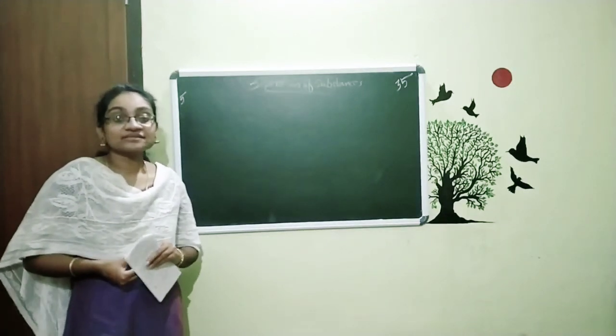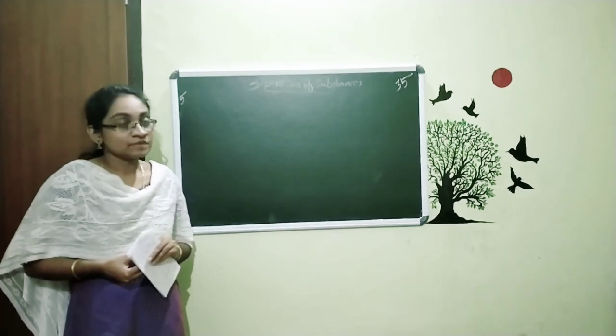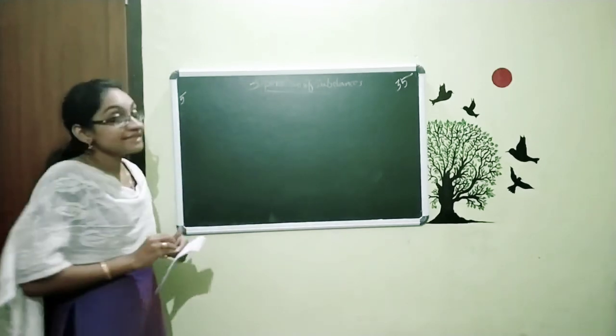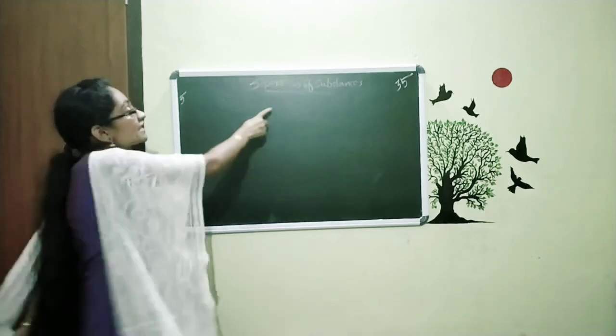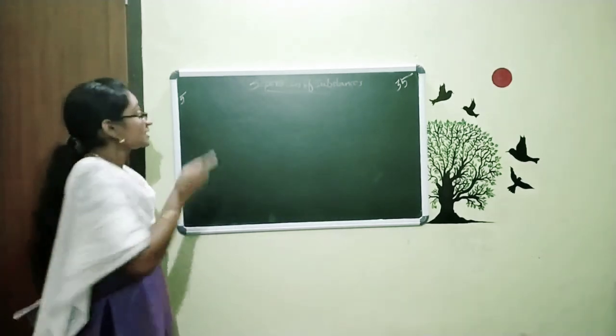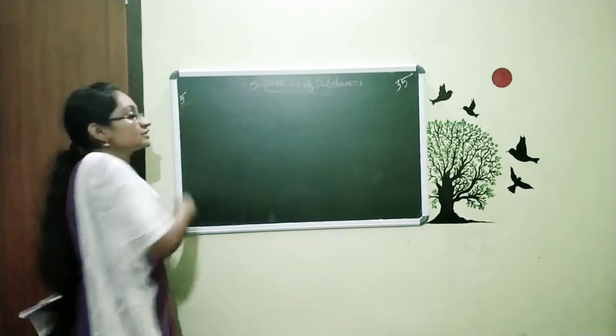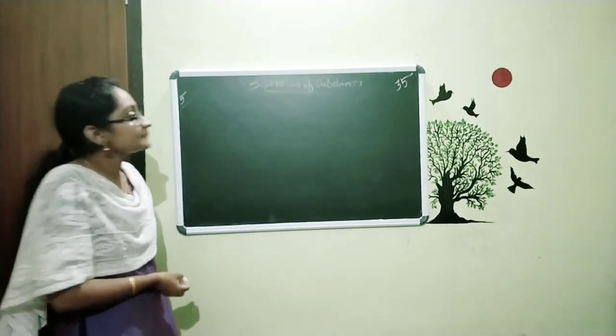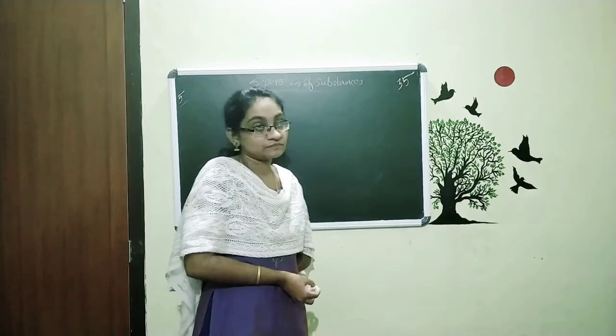In the last class, we completed our chapter. And today we are going to start the next chapter. The chapter name is Separation of Substances. This is the fifth chapter in your science textbook and the page number is 35.